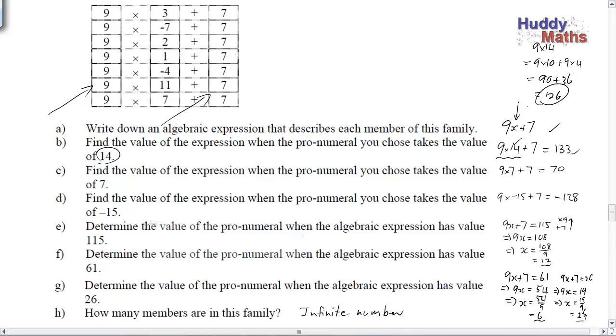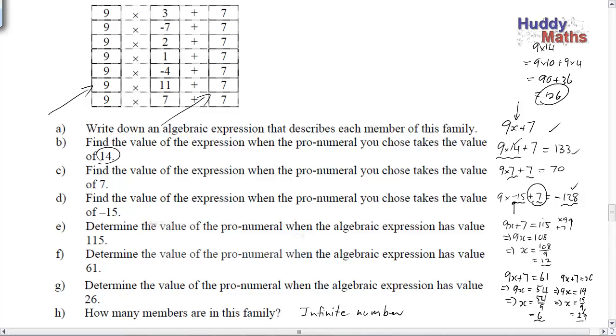Okay, what about when the pronumeral takes a value 7? 9 times 7 is 63 and 7 is 70. What about when it's 9 lots of neg 15? 9 lots of 10 is 90 and 9 lots of 5 is 45. 90 and 45 is 135, but it's all negative. So it's negative 135 plus 7 is negative 128. Remember, you're coming 7 back from that negative side of the number line.